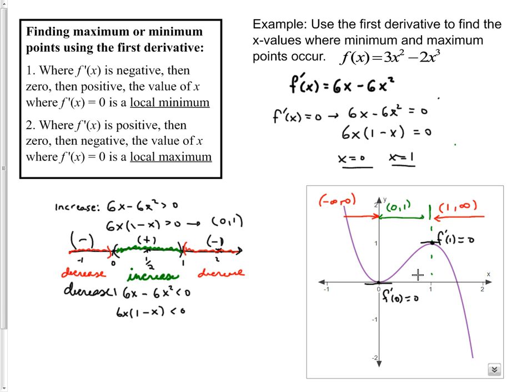Recognizing these are where we get those horizontal tangents, what could we say? Well, where the function changes from decreasing to increasing, we have a relative minimum at x equals 0. And where this function changes from increasing to decreasing, we have our relative maximum. And that relative maximum occurs at x equals 1. Well, that's exactly what we were looking for.